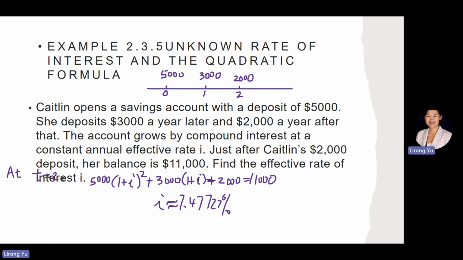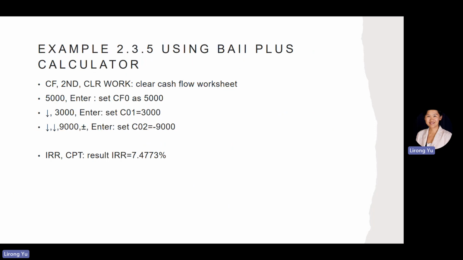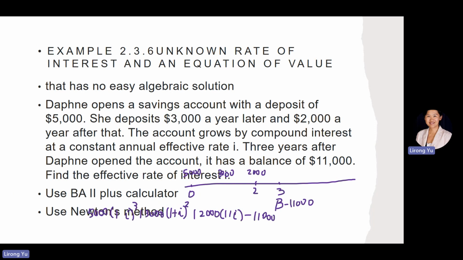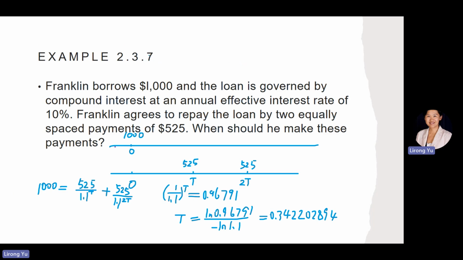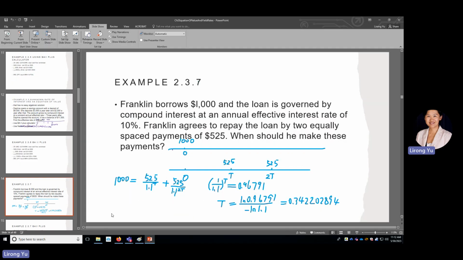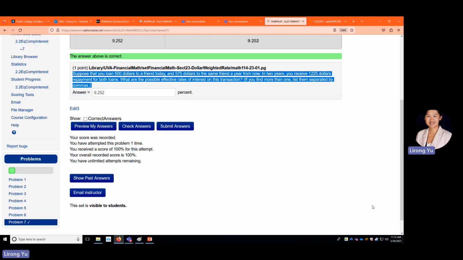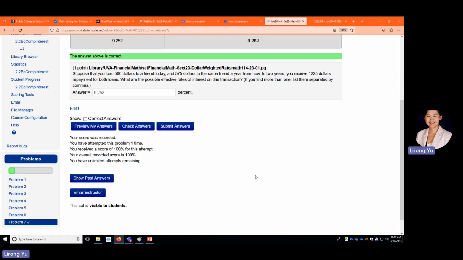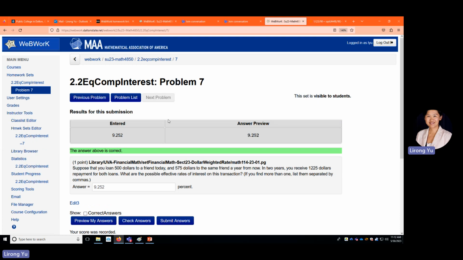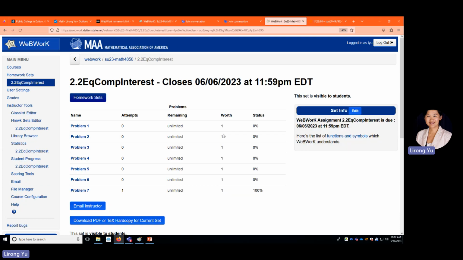I remember I have to use the quadratic formula in order to solve for 1 plus I. So I solve for 1 plus I, then subtract 1 to get the I. That's really how we solved it in class. And the rest of the questions have similar examples. Let me see if the internet is still working. So let me show you one example. That is the example that I assigned for today.